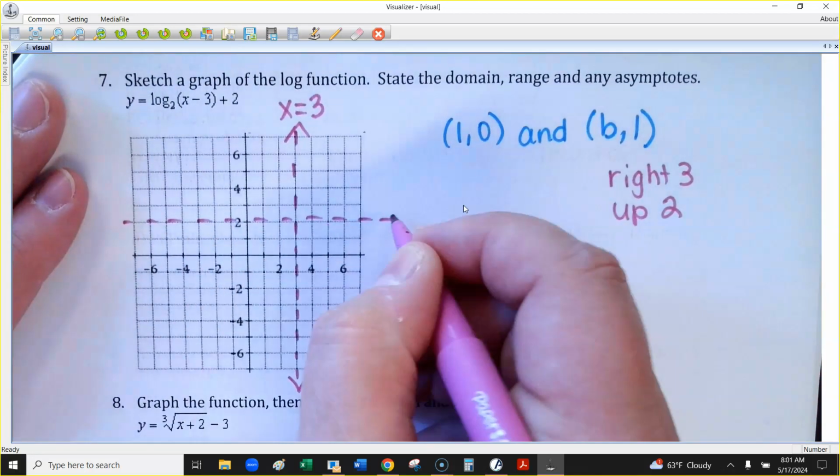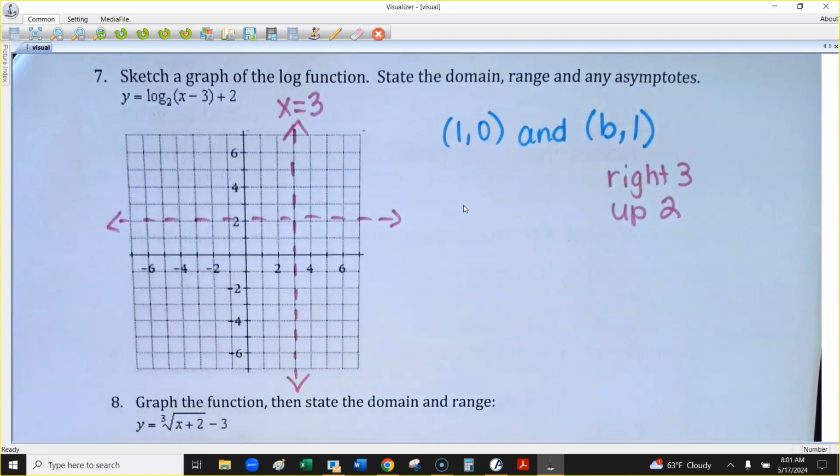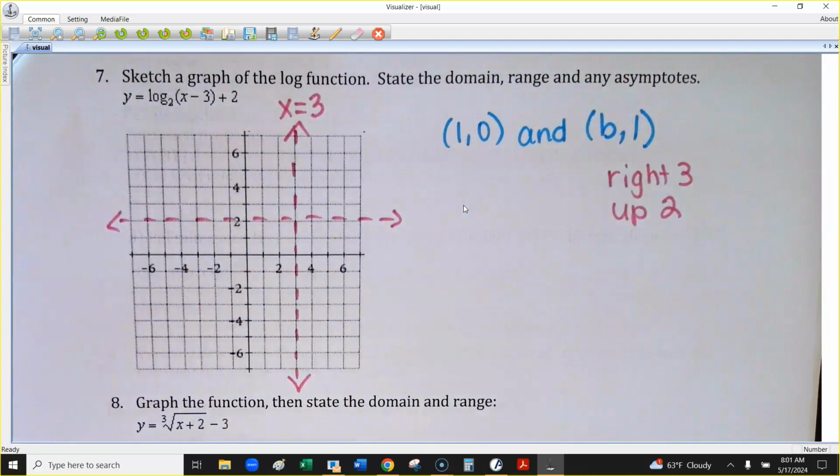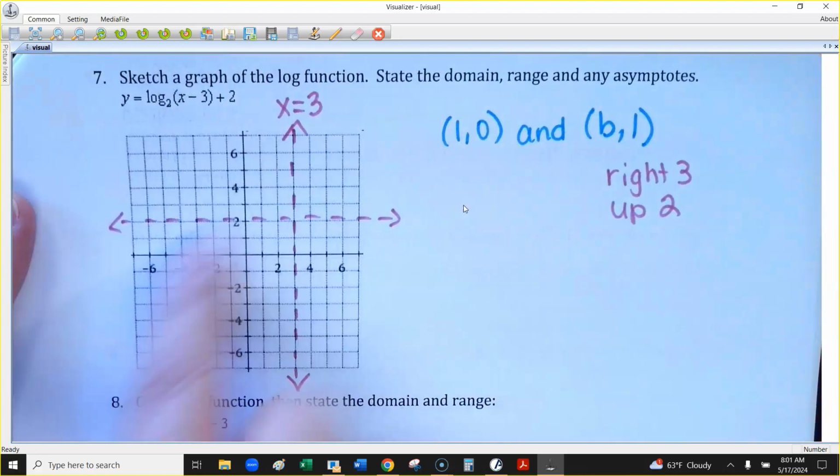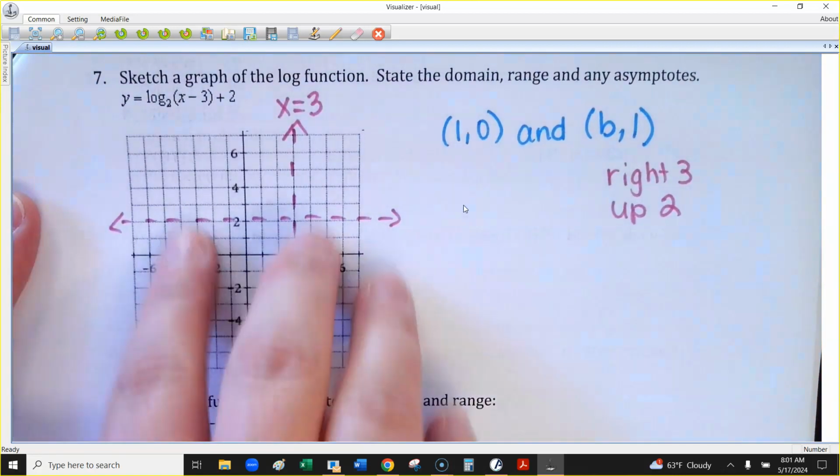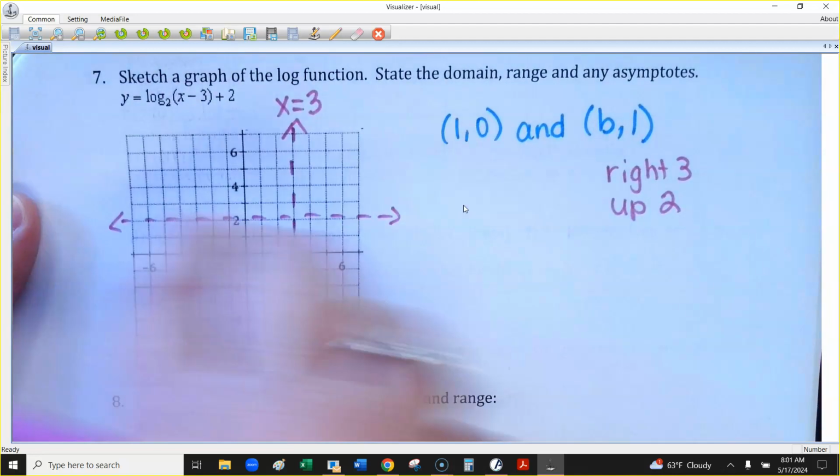Okay, now I'm drawing this horizontal line in here. That is not an asymptote for this graph though. If you want to use what I just told you, we did this shift. We went to the right 3 and we went up 2. Just pretend this is your new x and y axis.